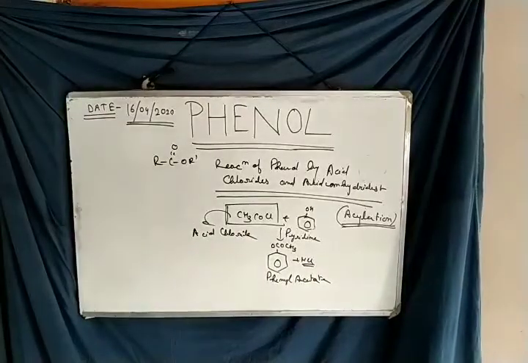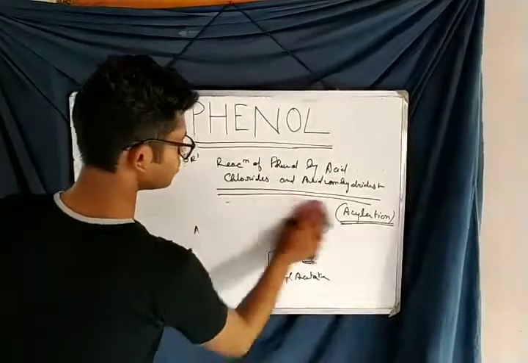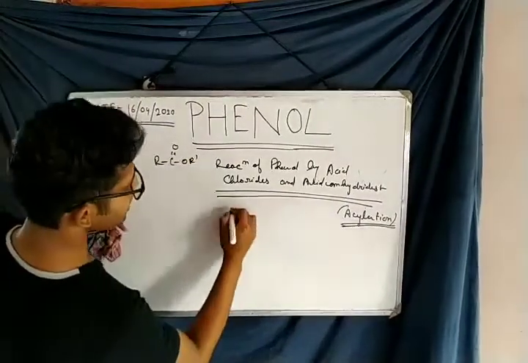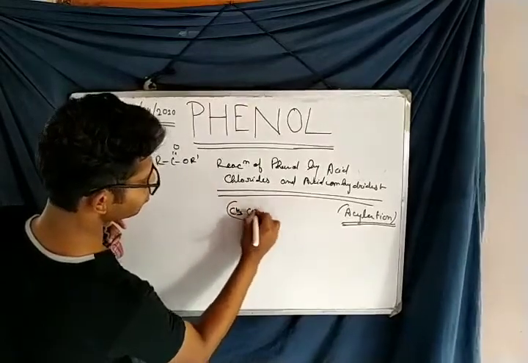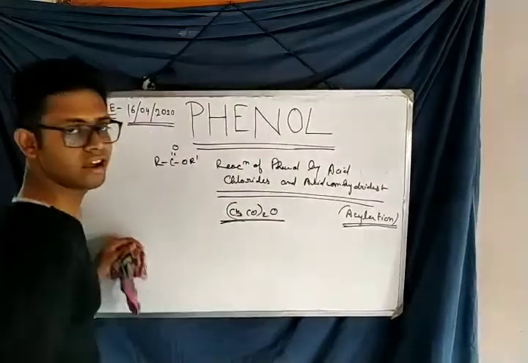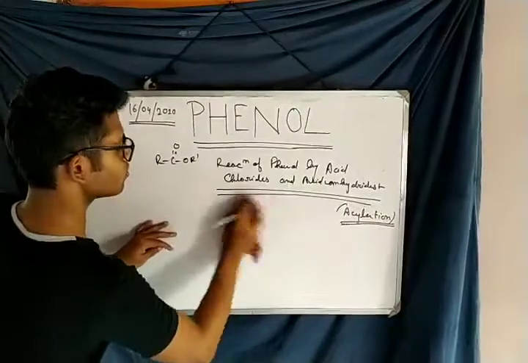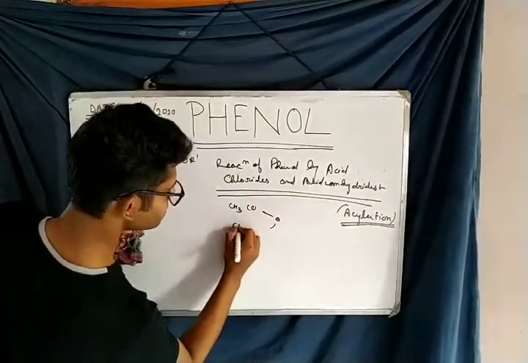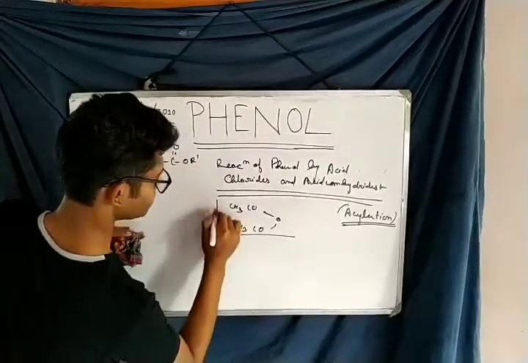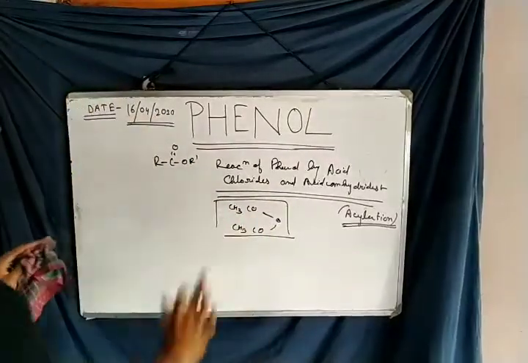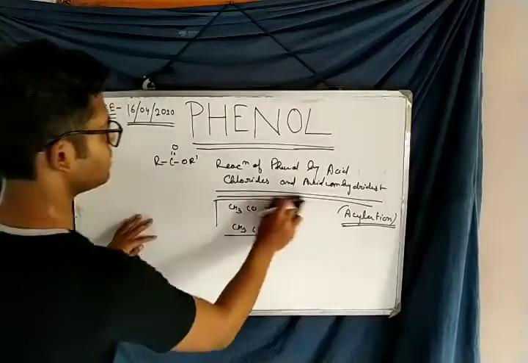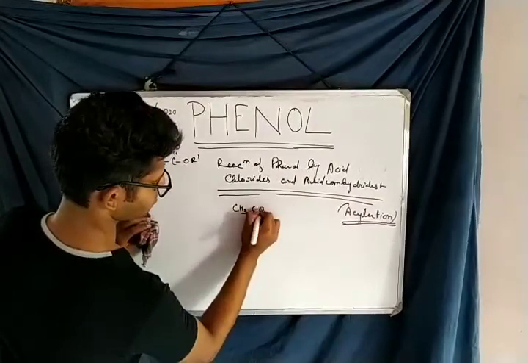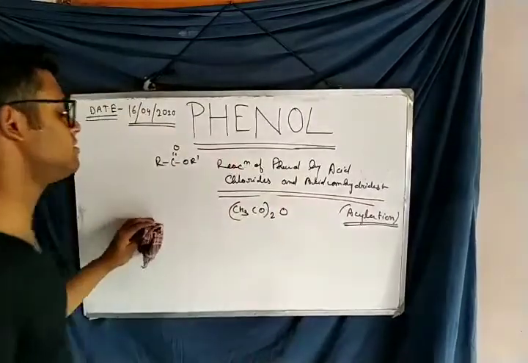Similarly, what is acid anhydride? Acid anhydride is (CH3CO)2O. This is an acid anhydride. The basic structure of this compound is CH3CO-O-COCH3. This is the acid anhydride. So it is written in short by this process, (CH3CO)2O. This is an acid anhydride.